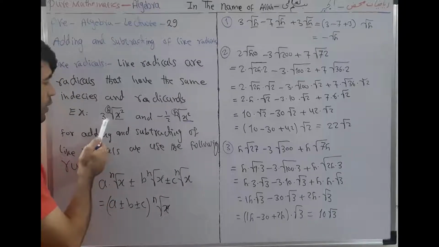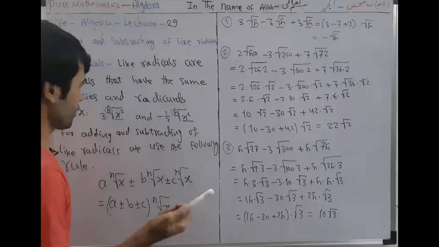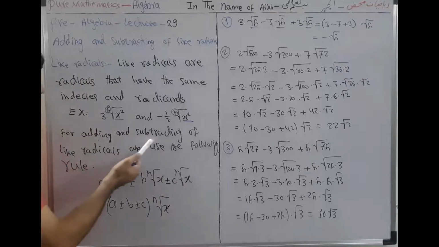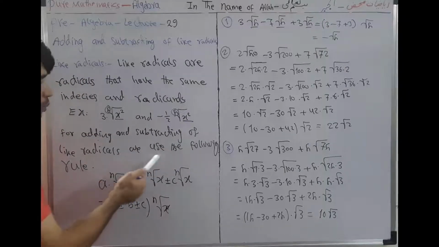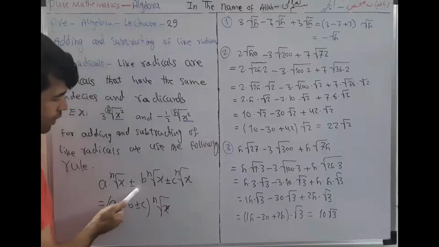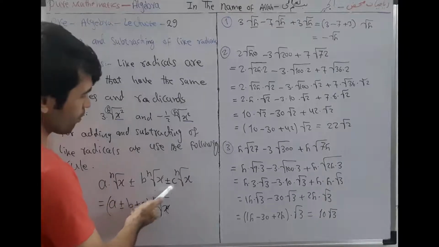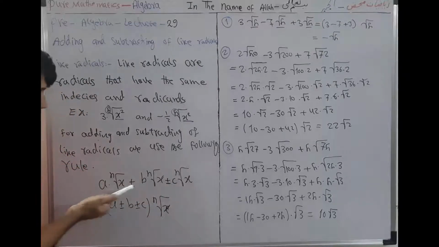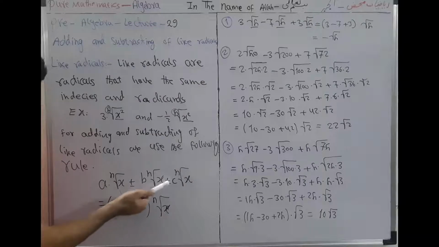We do not consider the coefficient. If they are different, no problem. For adding and subtracting of like radicals, we use the following rule. Here a multiplied by n root of x plus minus b into n root of x plus minus c into n root of x. It is equal to a plus minus b plus minus c. We adding and subtracting the coefficient, then we write one radical.